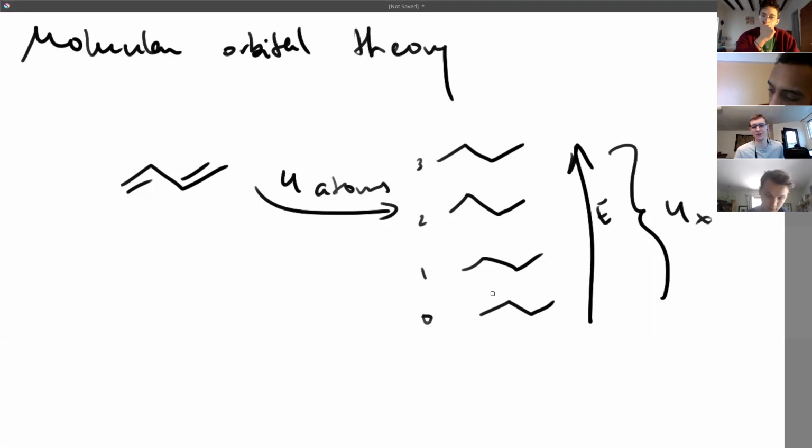So let's break this down. There are 4 atoms, which means that there can be 4 molecular orbitals here. We draw them out in terms of the molecule because we want to know what they look like so we can do something with them. And then we count up from the bottom starting from 0, and that's going to be the number of nodes. So here there's 0 nodes.